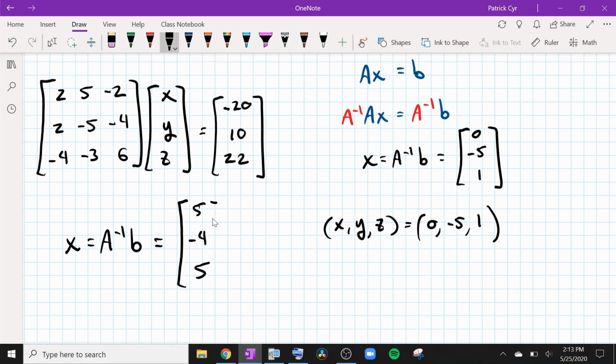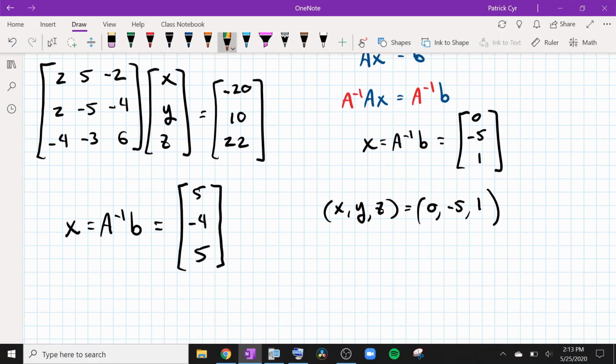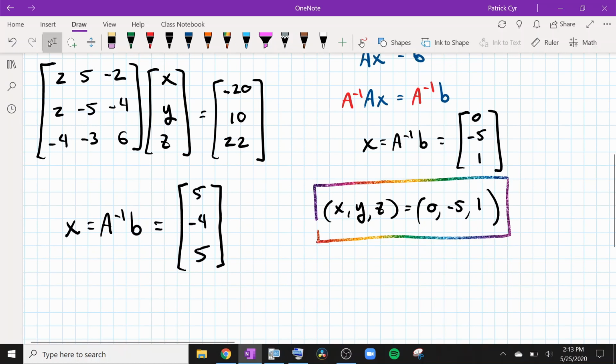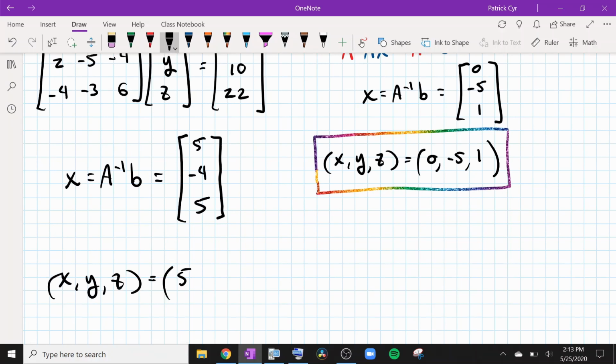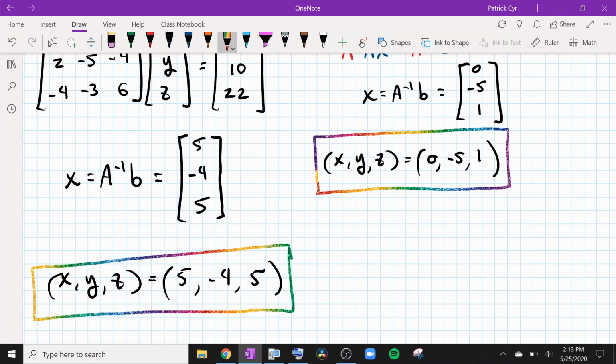Okay. The usefulness of this shortcut is what happens if we have a larger system of equations than a 3 by 3. And that's what we're going to get into for this last question. So here's the solution for this one: 5, negative 4, and 5. And then we're going to go through one more question to wrap up this video for today.